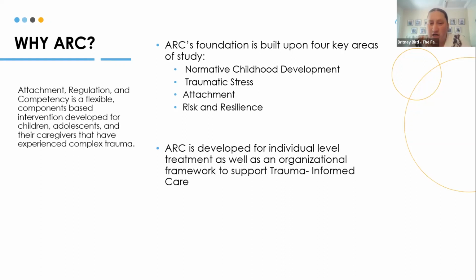A lot of our information comes from the NCTSN, or the National Childhood Traumatic Stress Network. And the reason that the Family Place chose ARC is because it's built upon four key areas that we really believe at the Family Place as well, and that they're important. And that's normative childhood development, traumatic stress, attachment, and risk and resilience. So we found that ARC was just the way to go in building a trauma-informed network across our entire organization. You can go to the next slide.